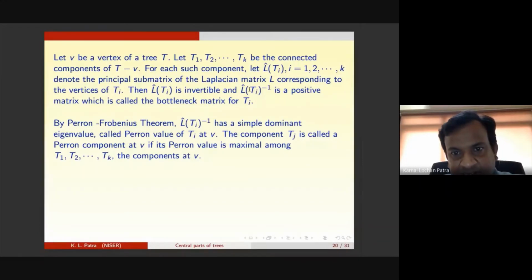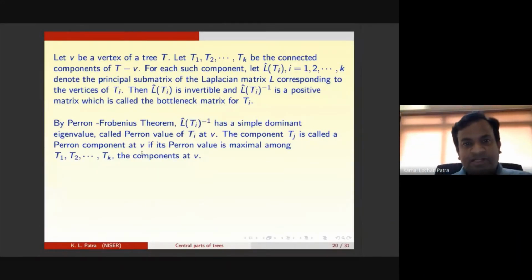Because these L hat Ti inverses are positive matrices, there is a simple dominant eigenvalue, called the Perron eigenvalue of Ti. The spectral radius of this is an eigenvalue by Perron-Frobenius theory. So that eigenvalue we call the Perron value of Ti. There are several components at V. The component Tj is called a Perron component if its Perron value is maximum among all these.